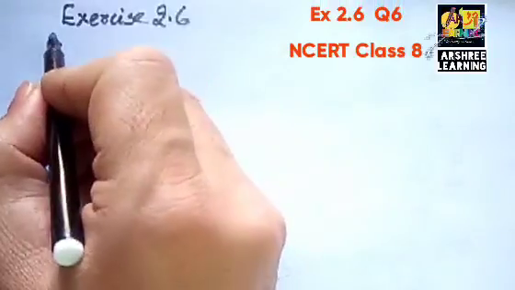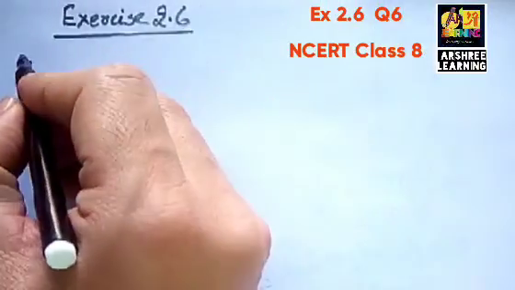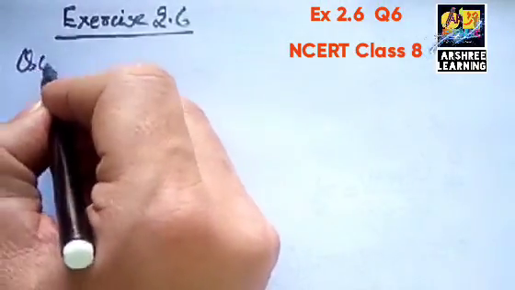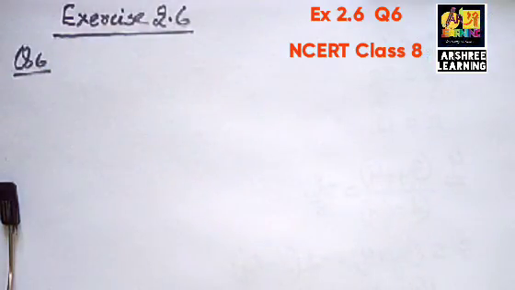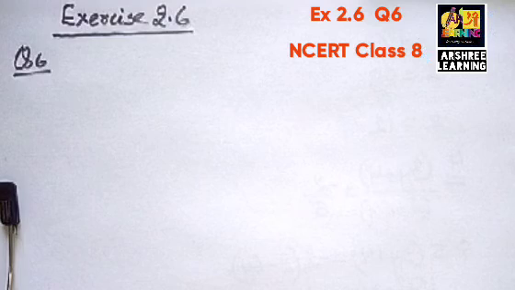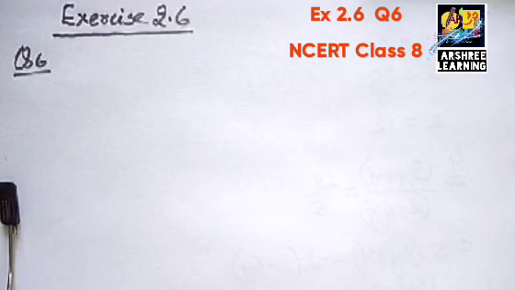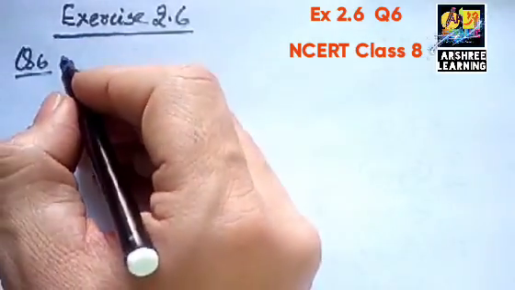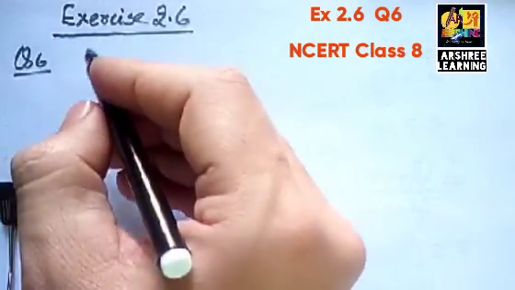Now in exercise 2.6, question number 6 is a word problem. In this word problem, it is given that the ages of Hari and Harry are in a ratio 5:7. So whenever something is given in ratio form, we will convert the ratio into x form.